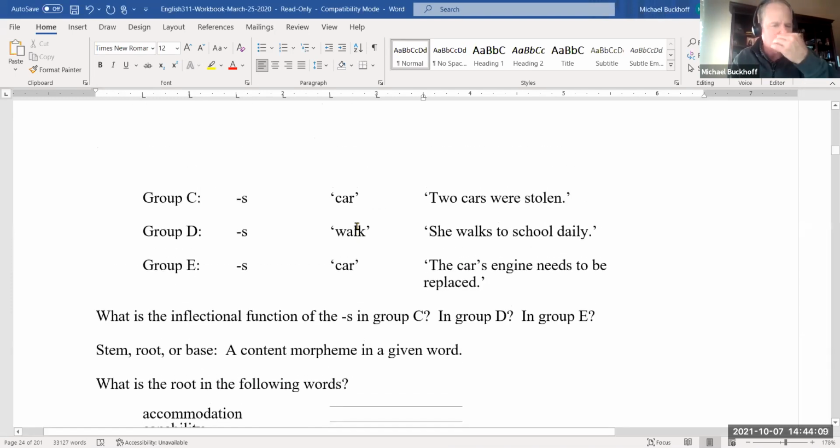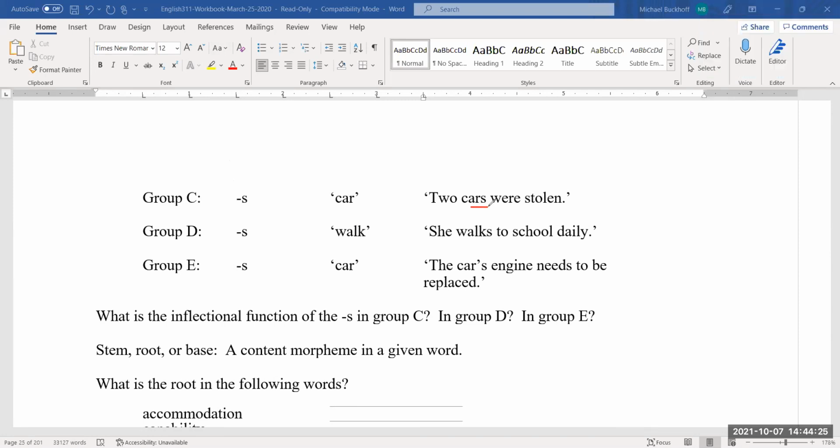Okay, let's keep going here. Now let's take a look at these. This one I think won't be that hard. Can somebody tell me what the purpose of the S is in the word cars? Two cars were stolen. What purpose is that S? More than one, to pluralize it? There you go. So are you shocked if I call this the plural S inflectional ending?